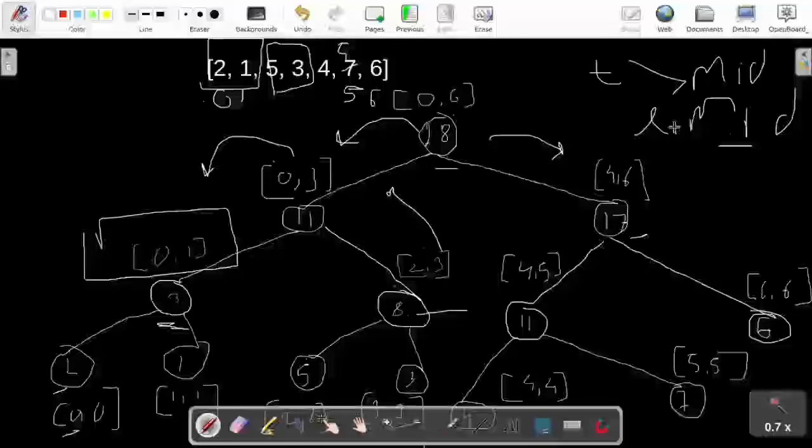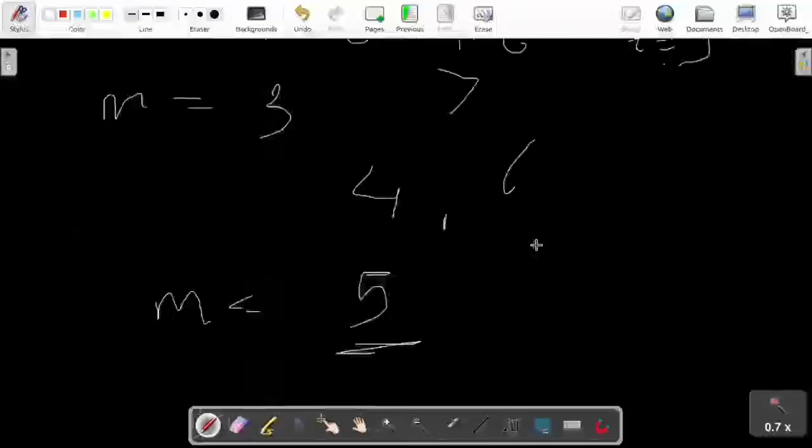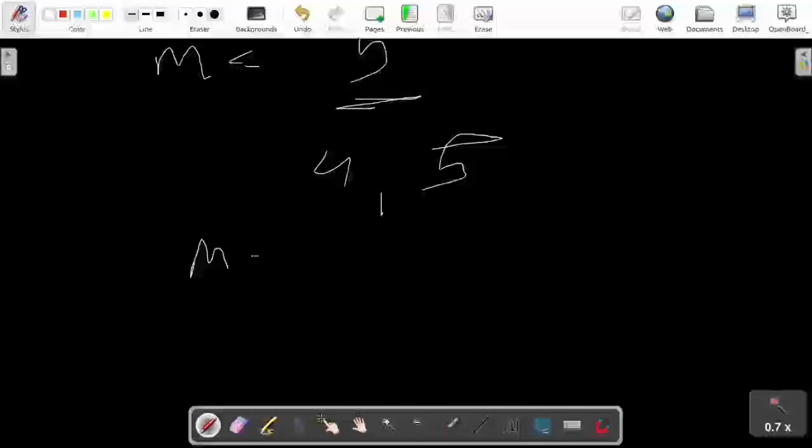range L to mid. And as we know in segment tree, L to mid is on the left side of our current node. So from this node, we will come to this node, 4, 5. Once we are on 4, 5, again you have to repeat the same process: find the middle. Your middle will be 4.